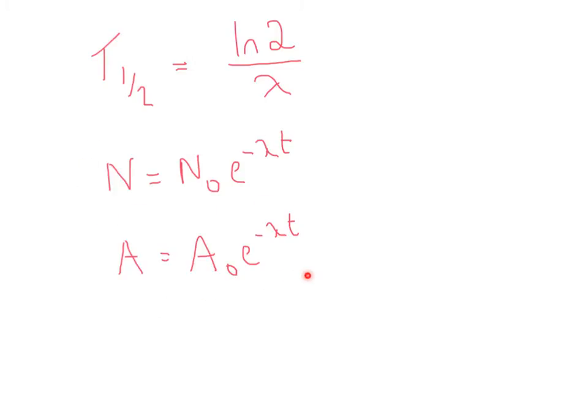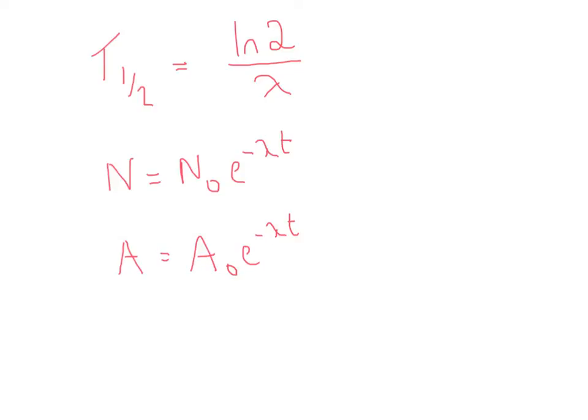And this one down here is then saying, well, if that's the case for the number of undecayed atoms, the activity is going to have this relationship here. It's the same thing. So the activity at a given time is equal to the original activity, A0, times the exponential of minus the decay constant times time.